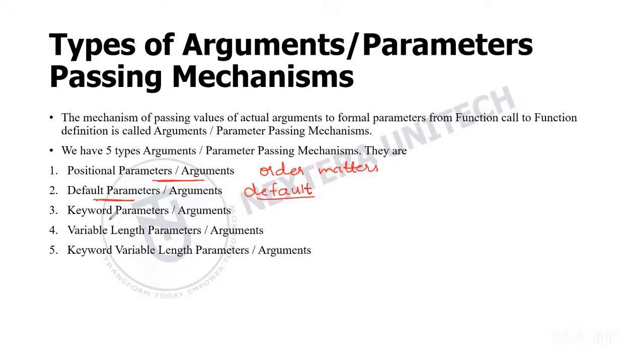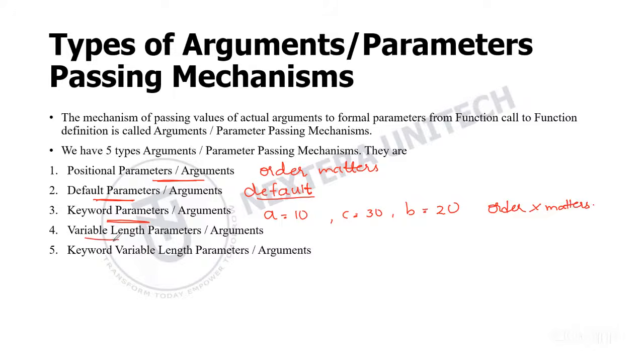And then we have keyword parameters. When you don't know the order in which your formal parameters are there in your function definition, you can just use the keyword parameters to give your values correctly, like a equal to 10, c equal to 30, and b equal to 20. So when order doesn't matter, you can use keyword parameters.